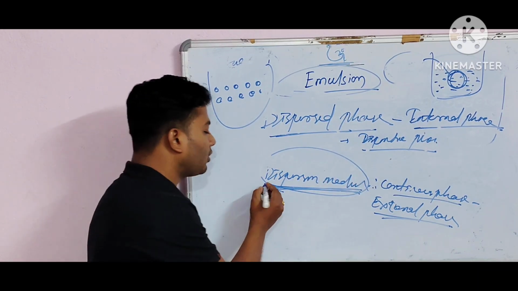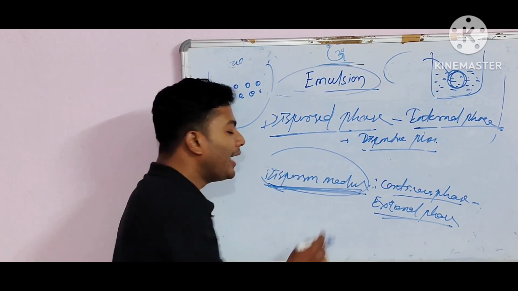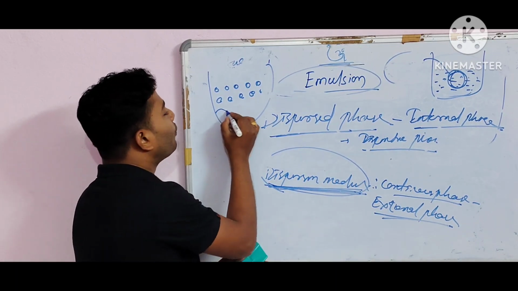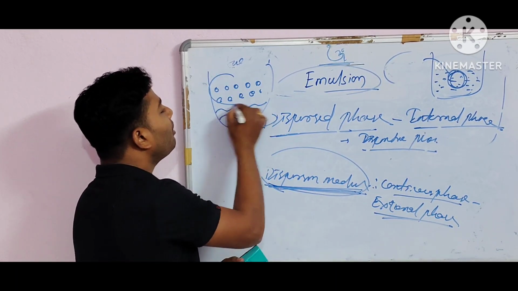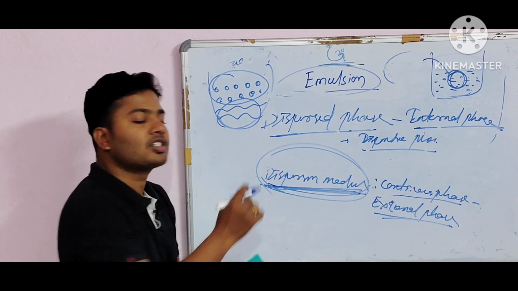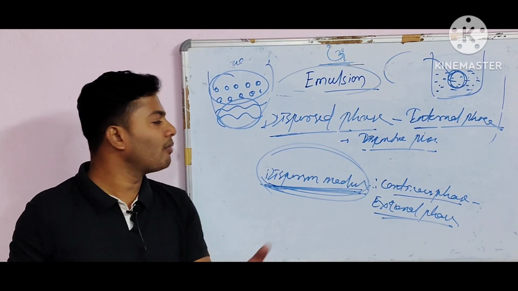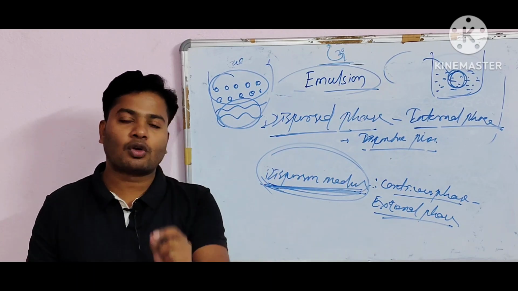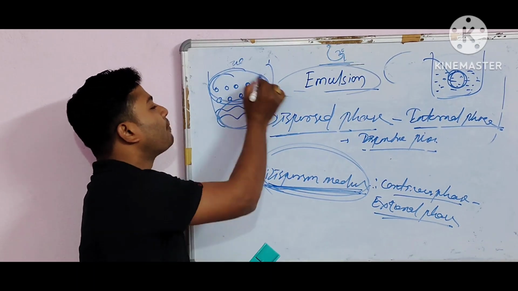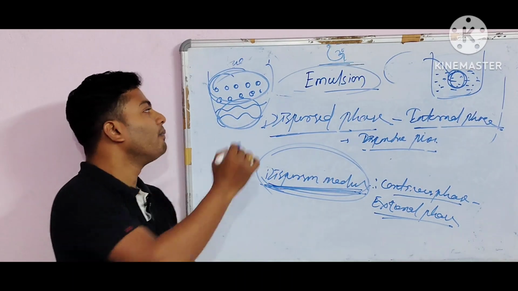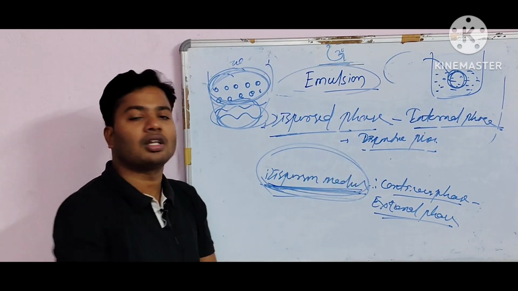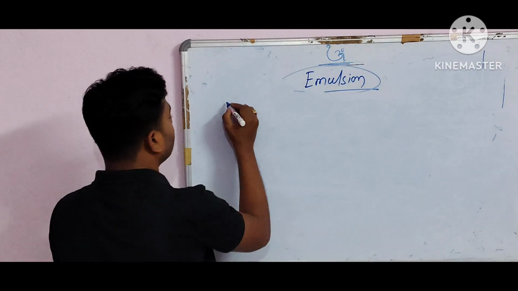Clear? Now come to the point, dispersion medium. In which medium are the globules dispersed? This medium is known as the dispersion medium. Clear? So what do you mean by dispersed phase? The liquid which is converted into globules is known as the dispersed phase, and the medium in which the globules are dispersed is known as the dispersion medium. Clear?